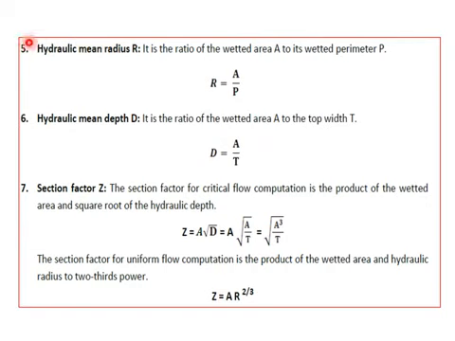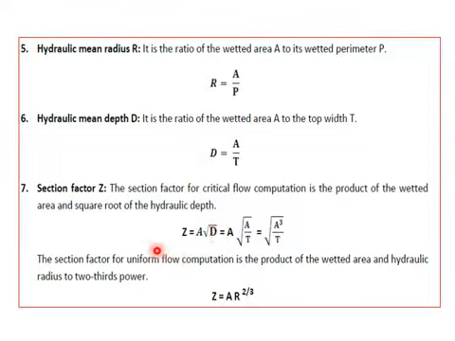Similarly, we have the hydraulic mean radius. It is the ratio of water area or wetted area to the wetted perimeter. So R is A by P. And hydraulic depth D, capital D, is the ratio of water area to the top width. Similarly, section factor Z, particularly for critical flow computation, is the product of the water area and the square root of hydraulic depth.